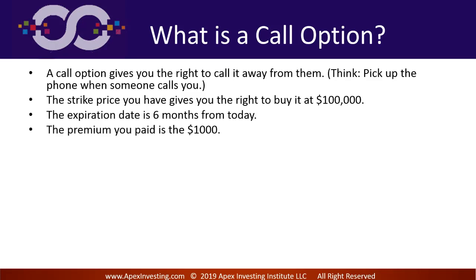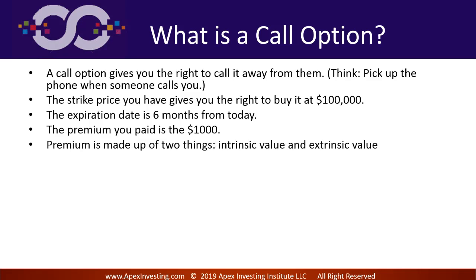Now, what is premium? Premium is made up of two things. The price of the option contract is made up of two things. It has intrinsic value and extrinsic value. And often people use the word premium and extrinsic value together, and that's okay. But the total option premium is intrinsic and extrinsic value.